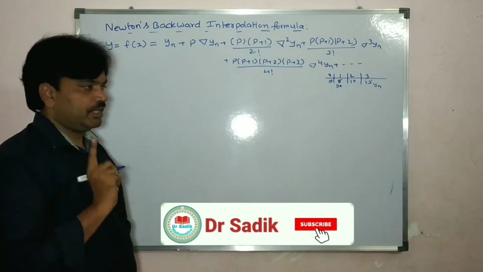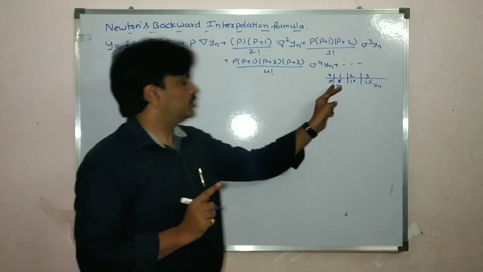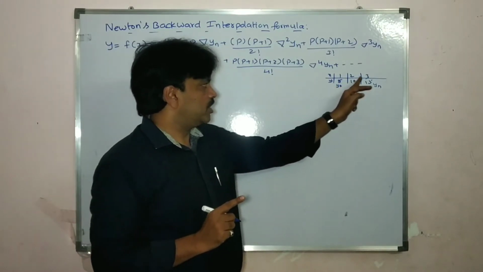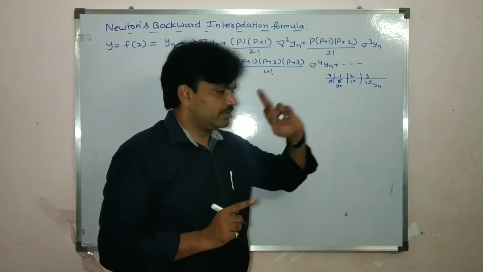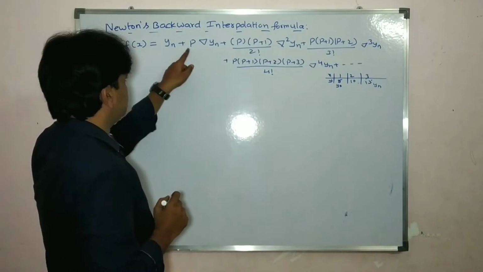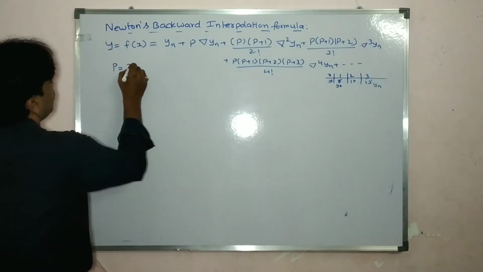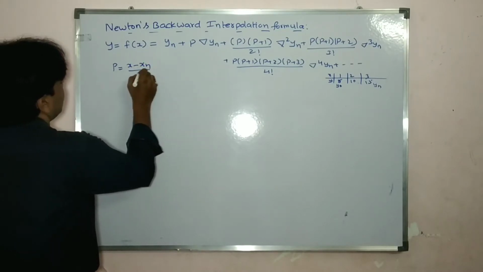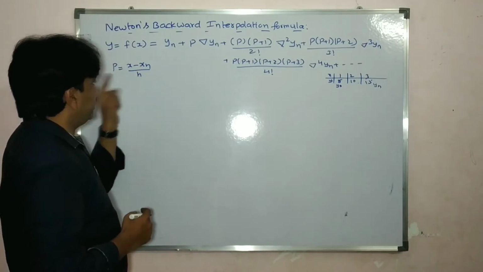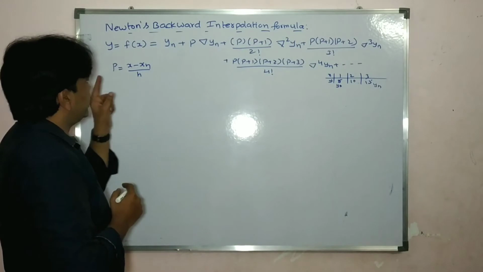Do you understand here? Once again, the first value is y0. Whatsoever the last value is, it is yn. Plus p. What is p here? P is equal to x minus xn by h. What is p? x minus xn by h. Right. What is x?